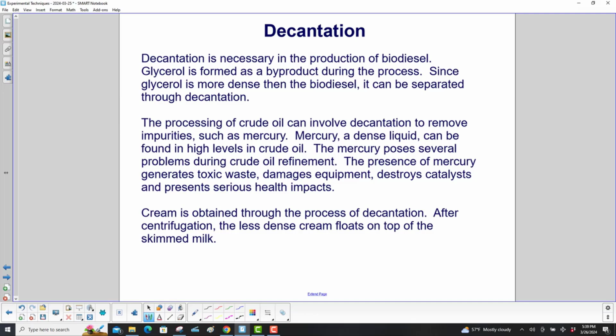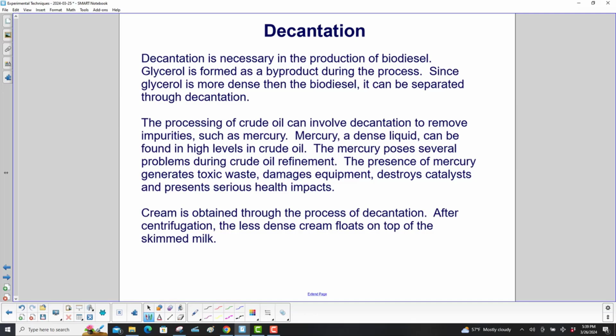The processing of crude oil can involve decantation to remove impurities such as mercury. Mercury, a dense liquid, can be found in high levels in crude oil. The mercury poses several problems during crude oil refinement. The presence of mercury generates toxic waste, damages equipment, destroys catalysts, and presents serious health impacts.